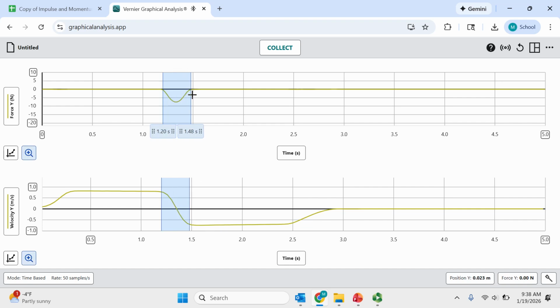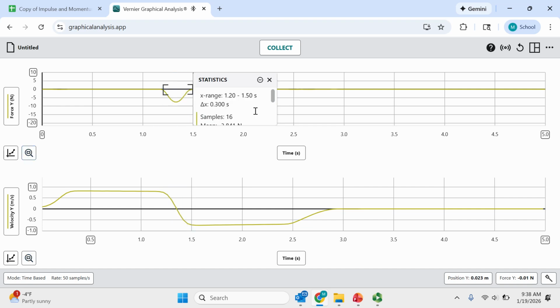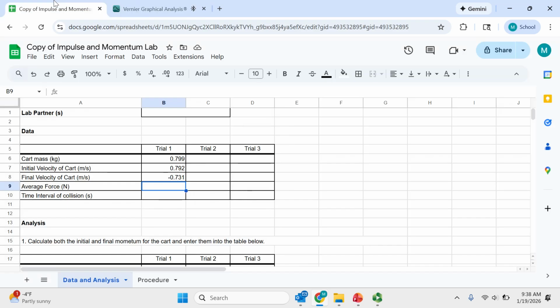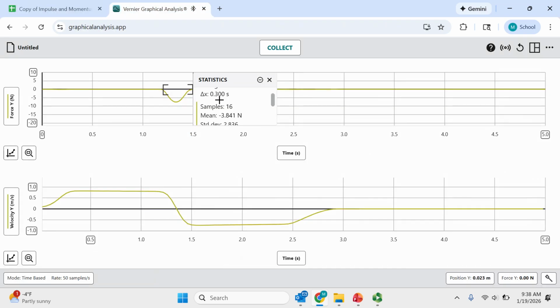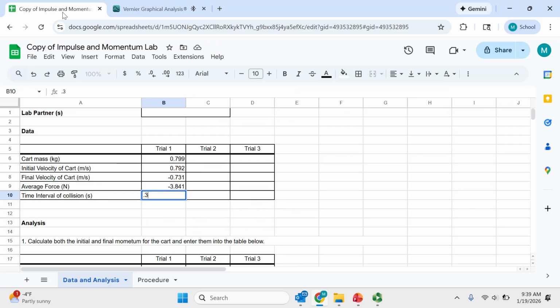Now to find average force and duration, I'm going to pick the same time period that force acts, and then I'm going to go view statistics. If I scroll down a little bit, mean would be my average force, and this would be related to my time interval. For my average force, I'm going to type in negative 3.841. And then for my time interval, I'm going to take this time delta x, and I'm actually going to add 0.02 seconds to it. And so actually 0.32 seconds.